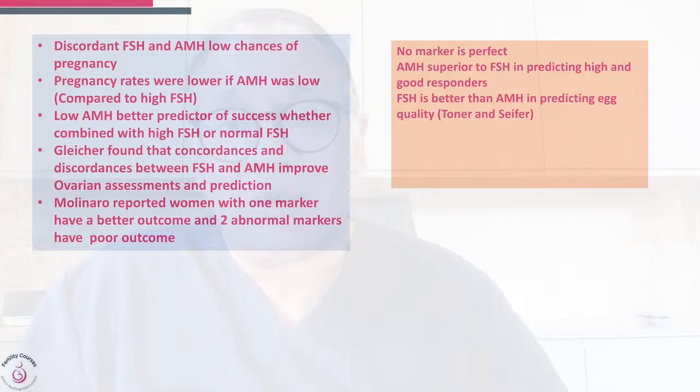Now, Mininaro also reported that one marker of abnormal outcome had a better outcome, but as soon as you had 2 markers, the chances of pregnancy went down. Now, no marker is perfect. AMH is superior to FSH in predicting high and good responders. FSH is better than AMH in predicting egg quality, and that may also be true. A high FSH is an independent marker of poorer egg quality compared to a low AMH, where low AMH is very much age dependent. And age overcomes the low AMH in terms of quality and in terms of the quality of embryos.